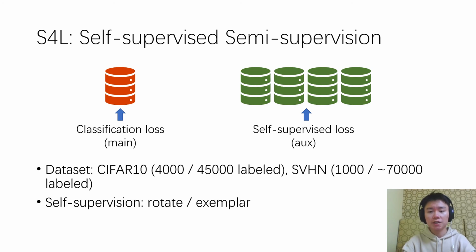Here we tried two datasets, CIFAR-10 and SVHN. And for self-supervised methods, we use these two methods, rotate and exemplar. Rotate means that we can rotate an image by a random angle and make the model predict the angle. And exemplar means we do some random augmentations to an image and make the feature invariant to these augmentations.